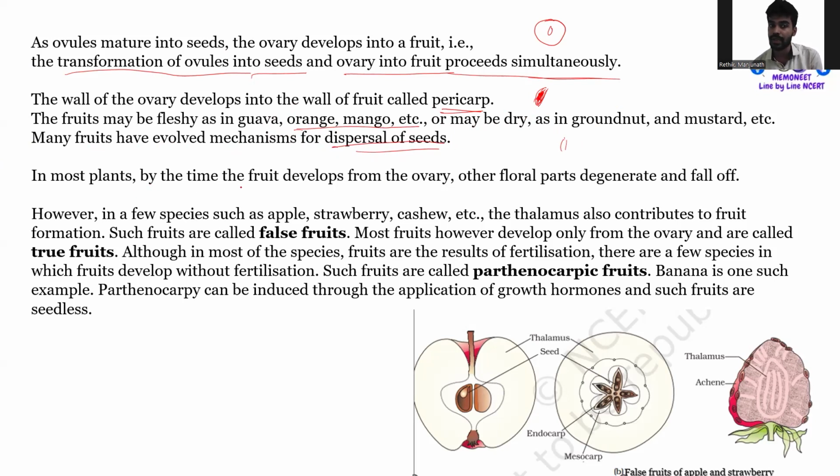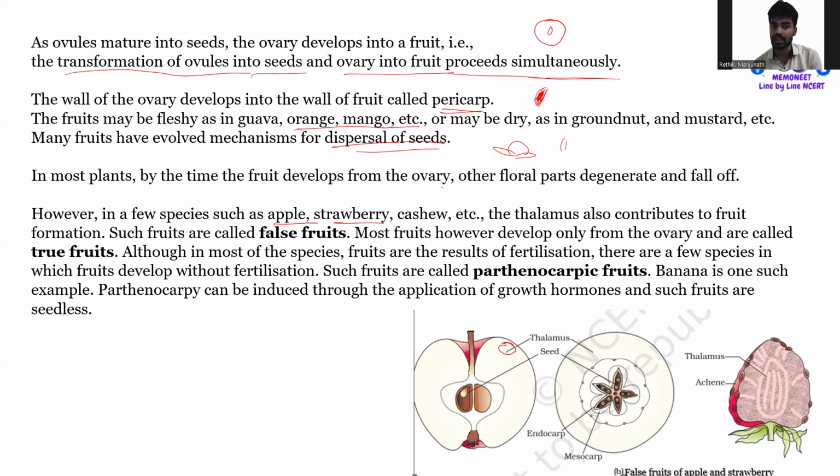In most of the plants, by the time the fruit gets developed from the ovary, other floral parts also start degenerating or falling off during the development of the fruit. But in some species such as apple, strawberry, and cashew, the thalamus also contributes to the fruit formation.